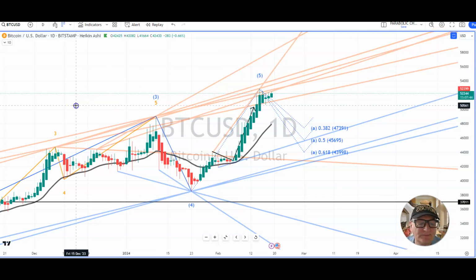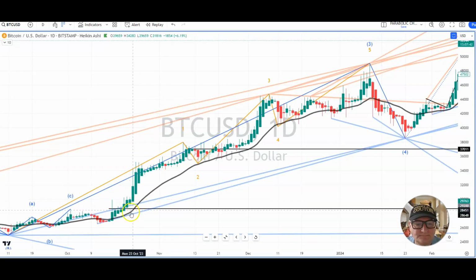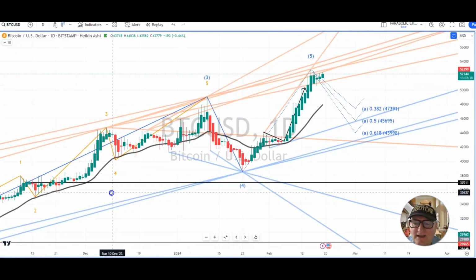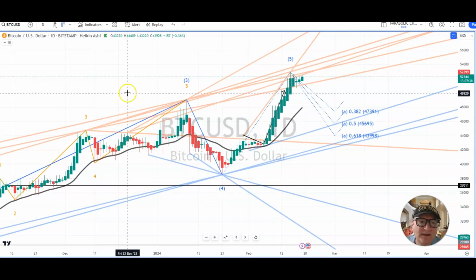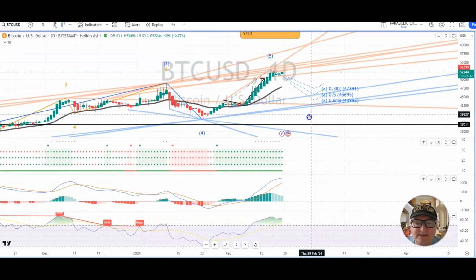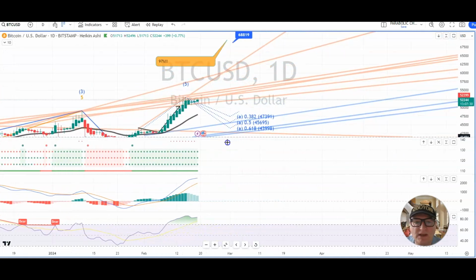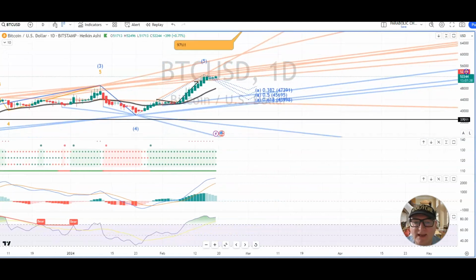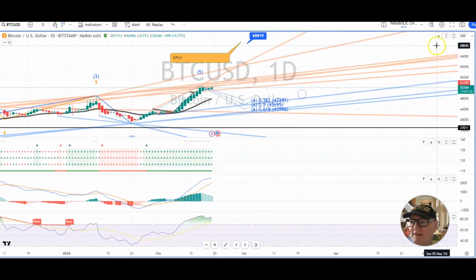Rule number 2. Green candles and above the black line. The other rule we have is that all the buyers need to be in. So this is dialing down. We'll be dialing down in a minute to see what's going on the lower time frame.